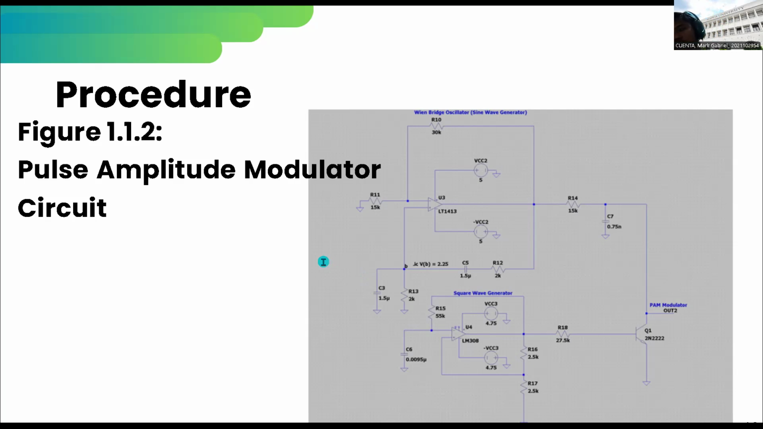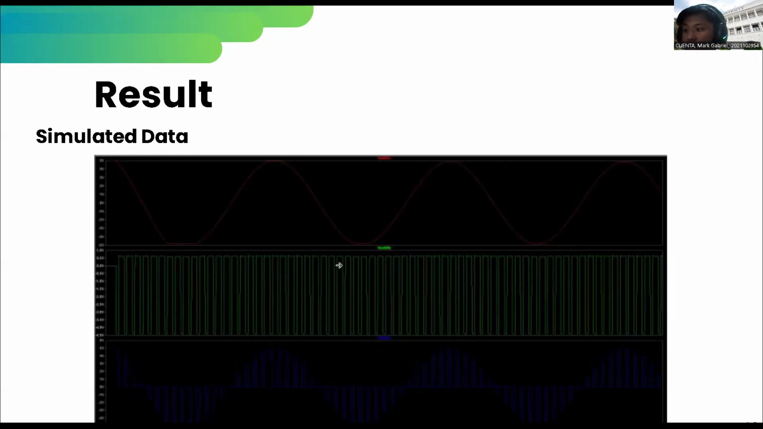Moving on to the output or the simulated data. The figure below shows the simulated output for the circuit in Figure 1, the PAM modulation. The modulated signal is displayed in red, or V(n002). The sampling signal is the green one in the middle, which is V(n009). And lastly, the PAM signal is in blue, or Vout2.